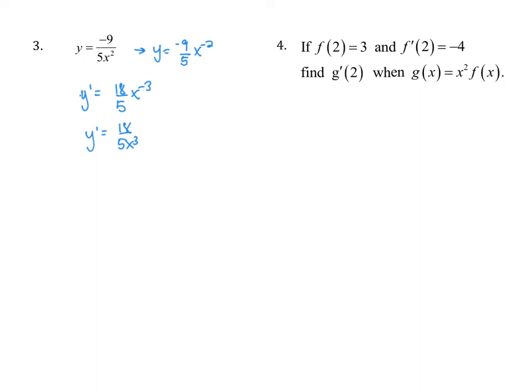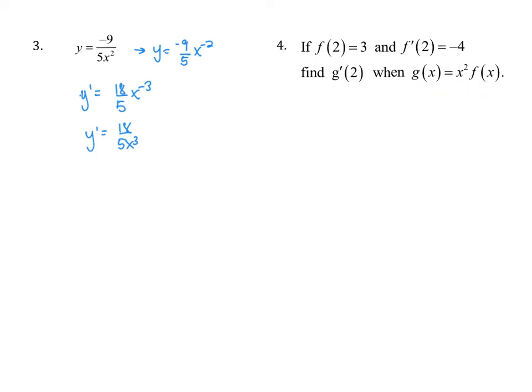All right, last type of problem. Let's look at this last one. I would like you to hit pause, see what you can come up with. All right, if we look at this one, the first thing you should notice is that what we're trying to find is g prime of 2. But we know that g of x equals x squared times f of x.